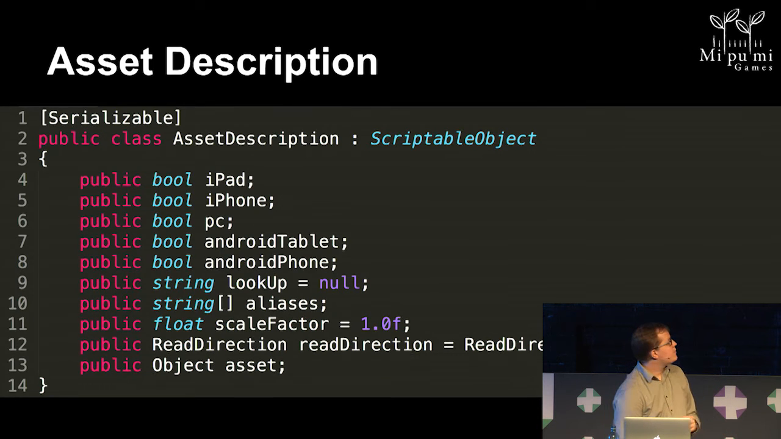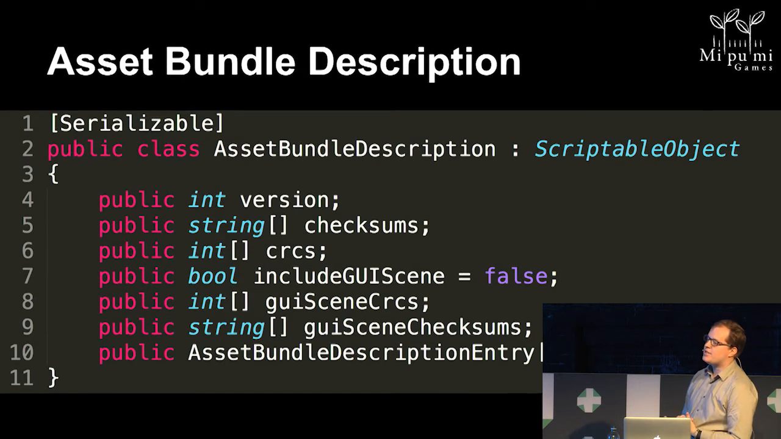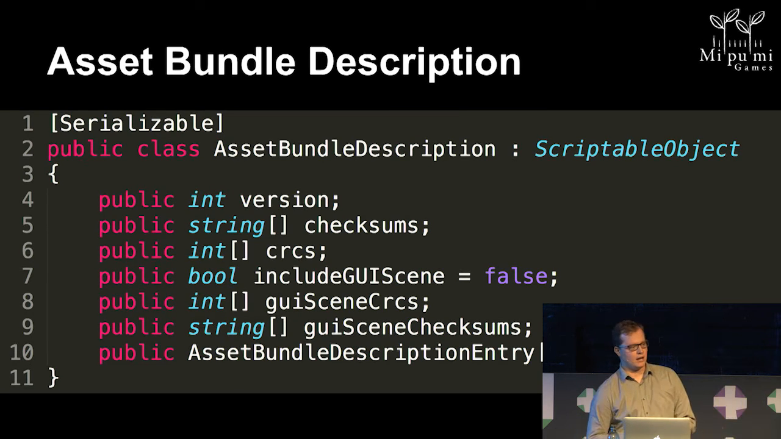Each of these asset descriptions can be in one or many asset bundle descriptions. An asset bundle description is a scriptable object by itself, and with the asset bundle description, we generate the asset bundle which can be downloaded afterwards.